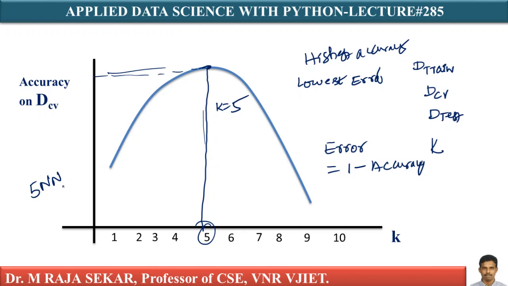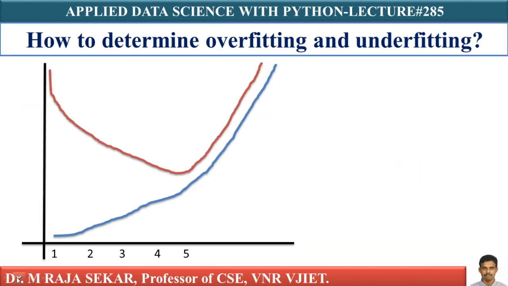Now let's look at what overfitting and underfitting are, graphically. Overfitting means, let me go to the previous graph. It indicates training error and cross validation error. On the y-axis I have error, on the x-axis I have k, isn't it? Here, just observe this particular region carefully. What does it mean?